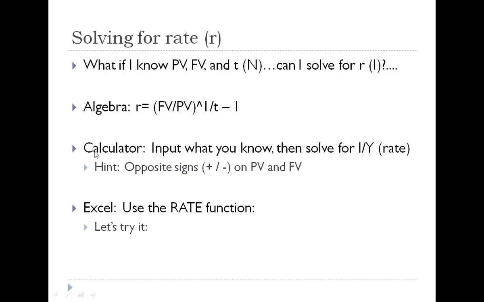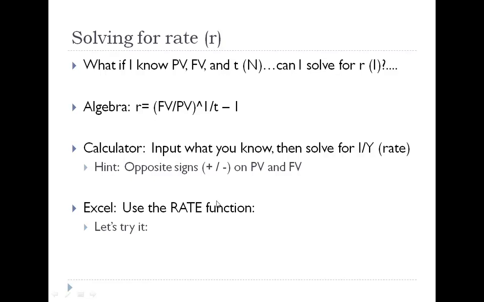There's an algebraic expression here which you could plug that into and solve for rate. Your calculator will solve for rate using that algebraic expression. You would simply put in all of the variables which you know and solve for rate, which is the one which you don't. Something to be careful of if you're going to use a calculator or an Excel spreadsheet is that you have to have opposite math symbols on present value and future value. One of them has to be positive and one has to be negative.